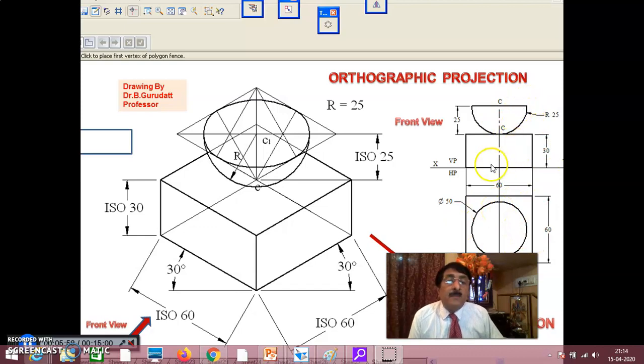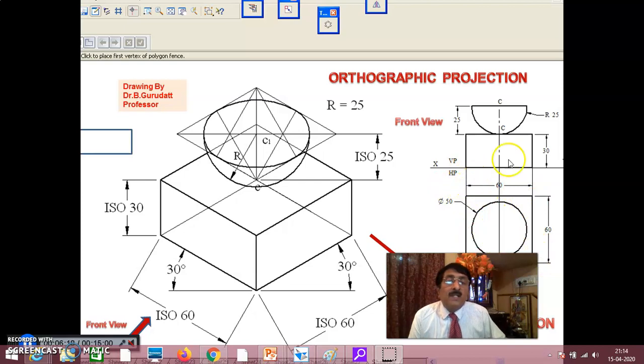But I am telling you again and again, you start like this: draw the XY line, VP and HP, and concentrate on the bottom solid first. When this is the direction, the first solid is 60 by 30. You complete 60 by 30. In that way the bottom solid front view is completed. Immediately complete the top view, 60 by 60.